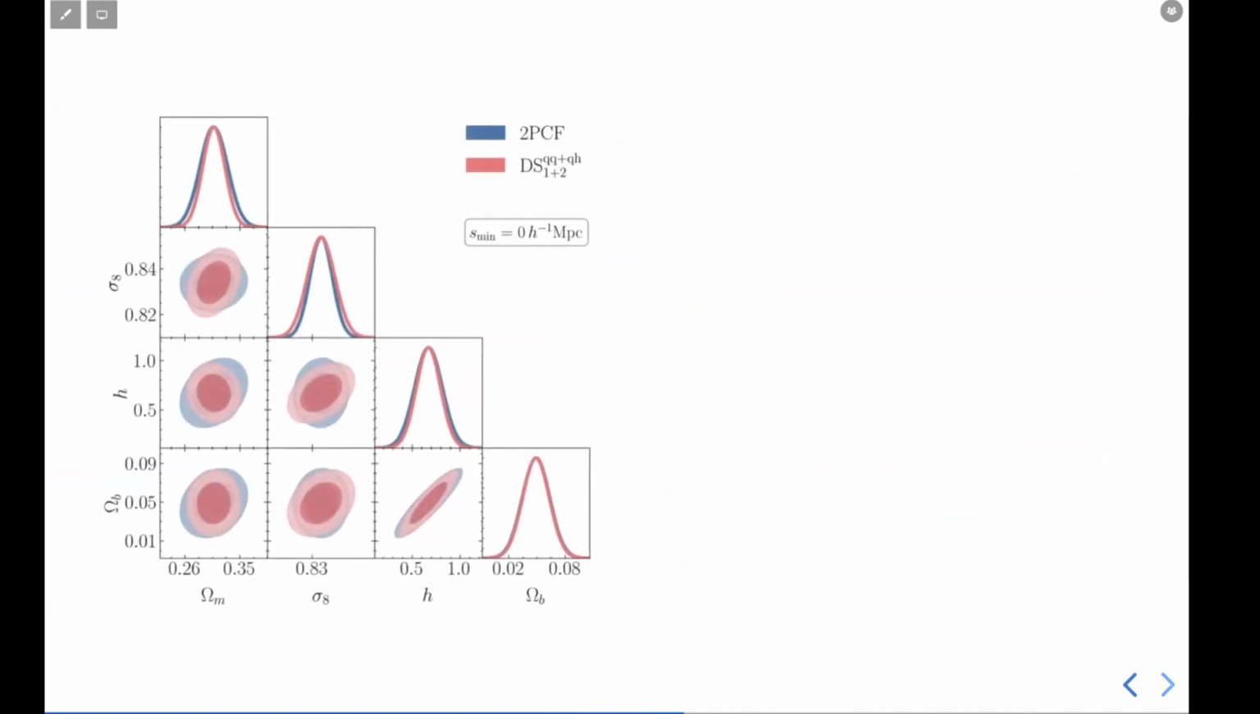Now, when we compare the information content, if we use the whole range of scales, the two-point correlation function and density split are performing very similarly, as you can see here, up to numerical precision. So it's working as expected, right? The two-point correlation function is optimal in the case of the Gaussian random field.